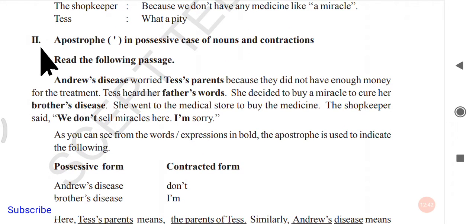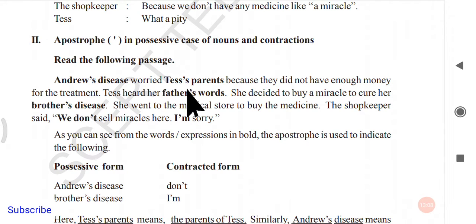Another important one here, second Roman numeral: apostrophe. Most of the students I have seen make mistakes in the place of the apostrophe. It is a very easy one, and a very important one also. My dear students, focus very much here. So it is very easy. Let us see what it is.